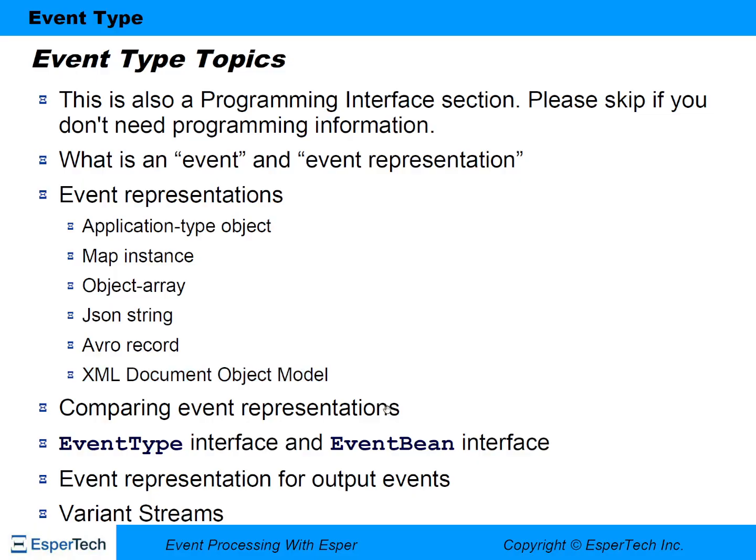The next topic compares event representations in terms of performance. The discussion then reviews event type and event bean. The next topic is event representation for output events. Finally, we look at variant streams, which are streams that can hold any type of event.